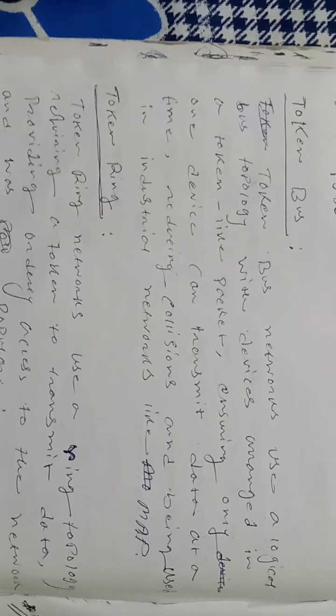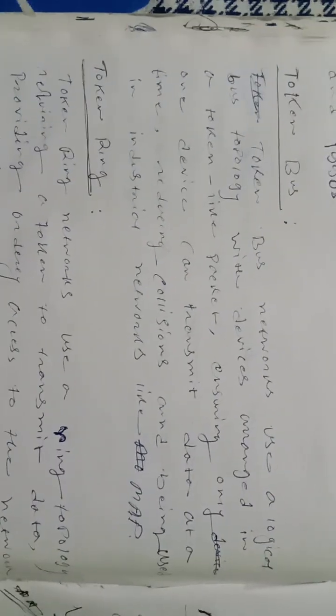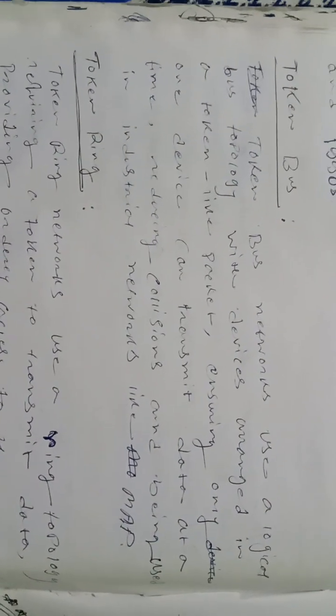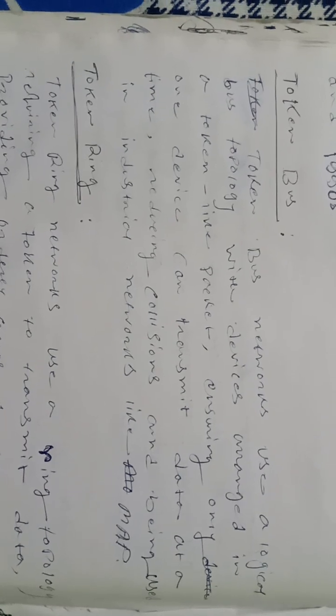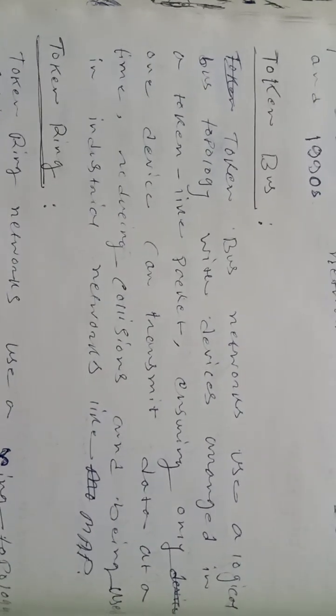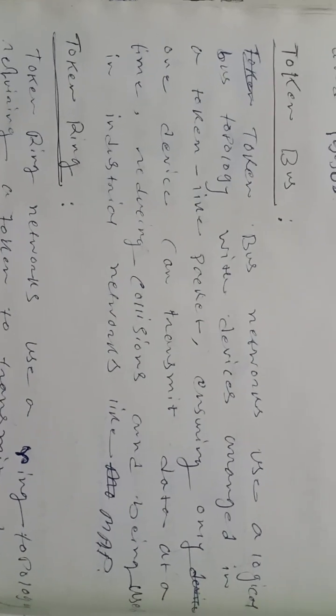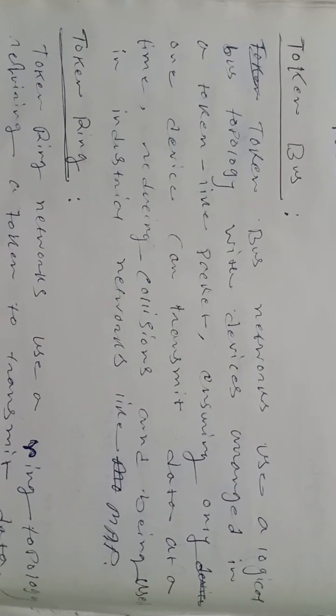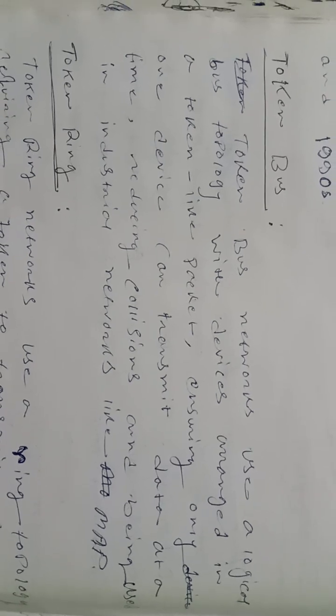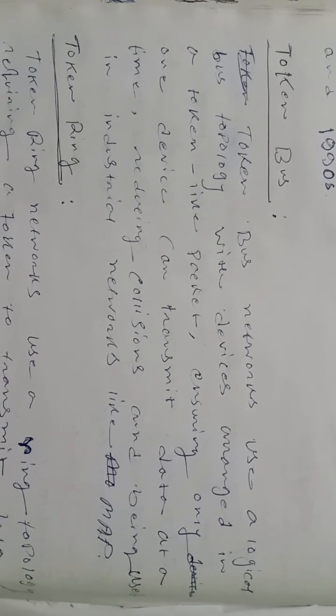Token bus. Token bus networks use a logical bus topology with devices arranged in a token passing order, ensuring only one device can transmit data at a time, reducing collisions, and being used in industrial networks.